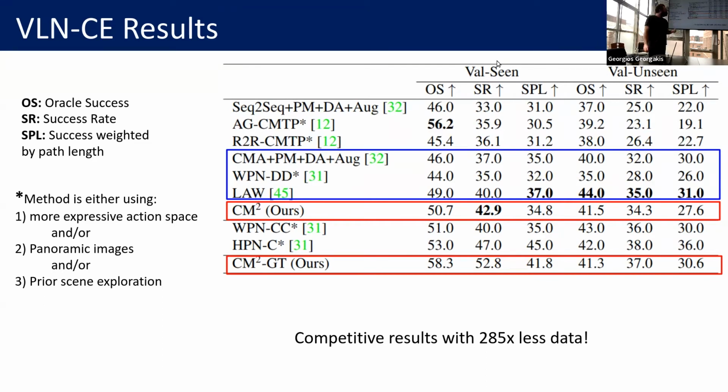A lot of these methods, especially the WPN-DD that we have there, use an insane amount of data. I think that one uses 250 million frames of experience to train. We use around 700,000, so that's a huge difference in terms of training data. We can show that by learning the association on the spatial maps and following the map prediction and the path prediction that we proposed, we can solve this problem with much, much less data.